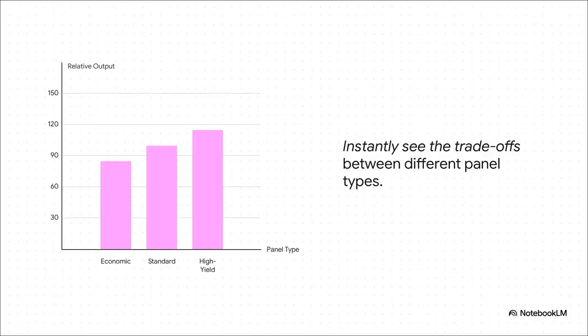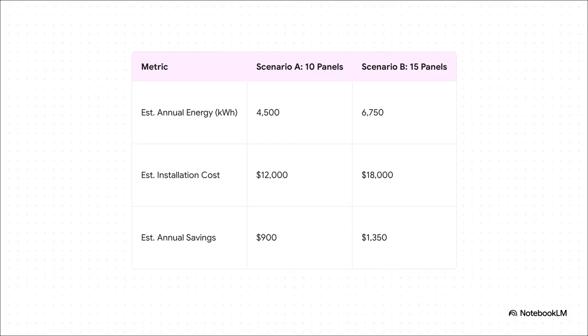This panel comparison feature is a real game changer. For instance, if you're stuck choosing between different panels, the tool instantly shows you the trade-offs. You can see exactly how much more juice you'd get from a high-yield model compared to a standard or economy one. It makes that whole cost-benefit decision crystal clear, and all of that builds up into a full scenario analysis. The tool can generate a simple, clear table just like this one, maybe comparing a 10-panel setup versus a 15-panel one. It lays everything out: estimated energy, cost, savings, side by side. This is exactly the kind of straightforward, comparable data you need to make a solid decision.